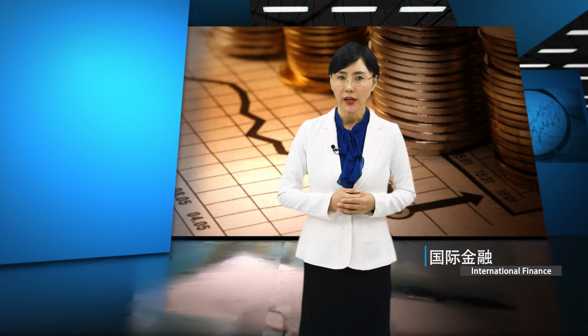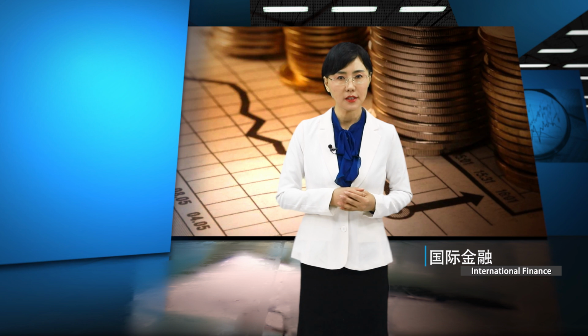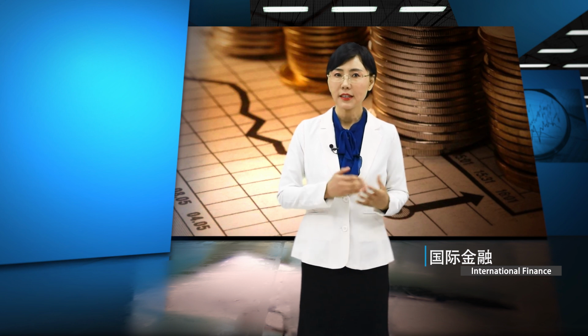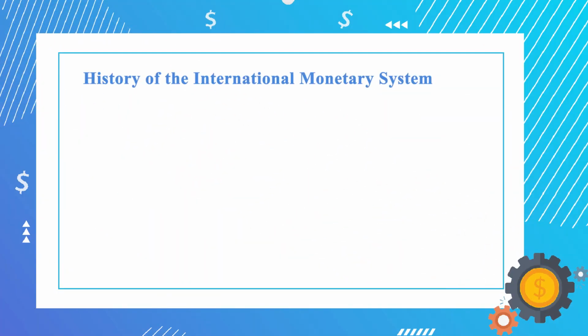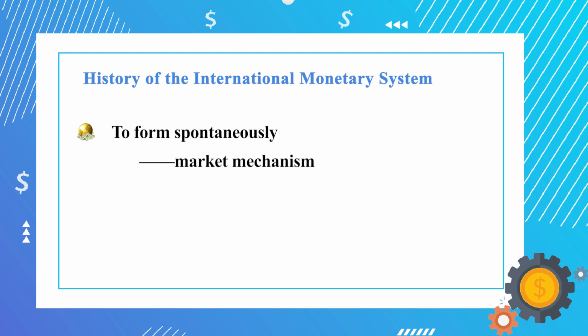From the history of international monetary system, we learned that there are different systems. Here, another question is how an international monetary system was created. Usually, there are two different ways. One is to form spontaneously. It is a market mechanism. The gold standard system was created in this way.